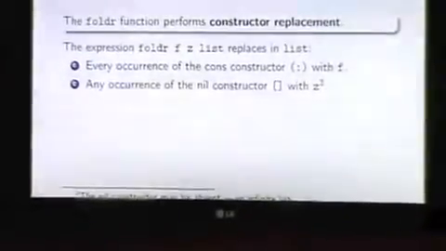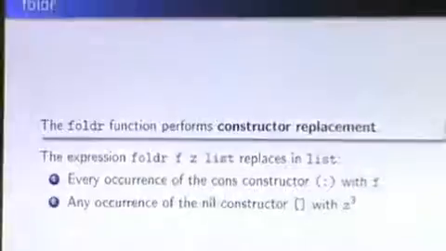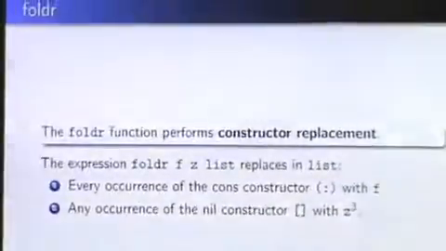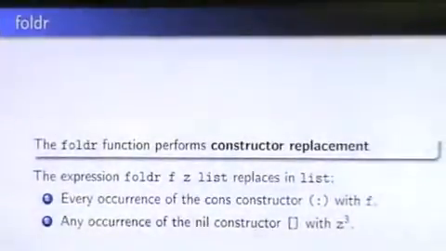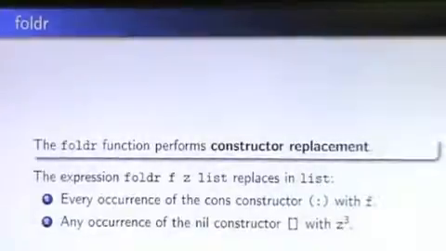And let's not forget that not all lists have a nil. Okay, so the list from 1 to infinity has no nil, for example. It's an infinite list, in which case it never replaces anything. Okay? That's all it does.